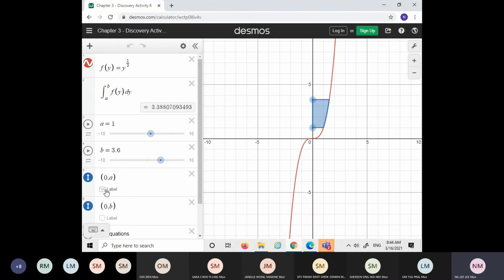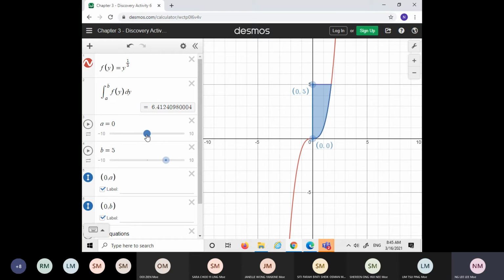Okay, same thing. First of all, I drag the A becomes 0. Then the B becomes 5. Y equal to 5. So this one, you see the integral here is positive. Then you notice that the area here is on the right of the y-axis.